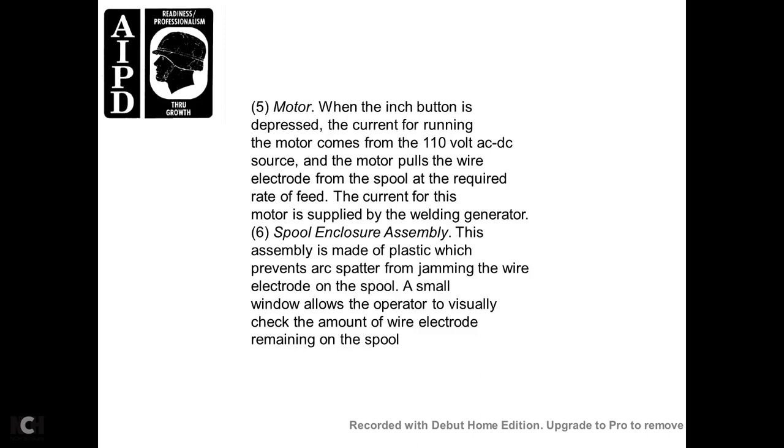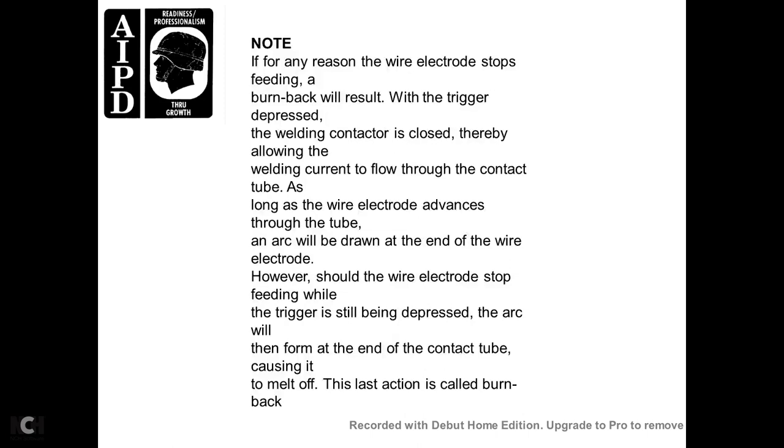6. The spool enclosure assembly. This assembly is made of plastic, which prevents spatter from jamming the wire electrode on the spool. Small windows allow a visual check of the amount of wire electrode remaining on the spool. If for any reason the wire electrode stops feeding, a burn back will result. The trigger will be depressed with the welding contactor closed, allowing the welding current to flow through the contact tube as the wire electrode advances through the tube. The arc will be drawn at the end of the wire electrode. However, if the wire electrode stops feeding while the trigger is still depressed, the arc will then form at the end of the contact tube, causing it to melt off. This action is called a burn back.